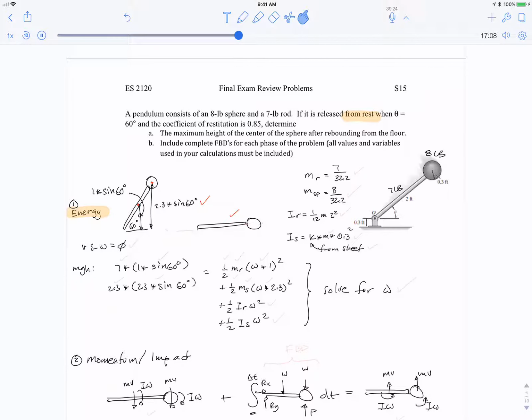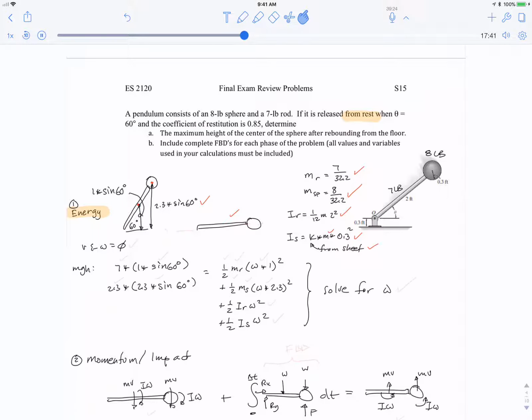Okay, and so before you start, you can get the mass of the rod, 7 pounds over g, the mass of the sphere, 8 pounds over g, the moment of inertia of the slender rod, 1/12 mass times length squared, and I can't remember offhand for a sphere. You'd have to look on the sheet, but it's mass times radius squared times some constant. I can't remember what the constant is right now. I'll let you look that up. But anyway, you can get all the masses and moments of inertia.